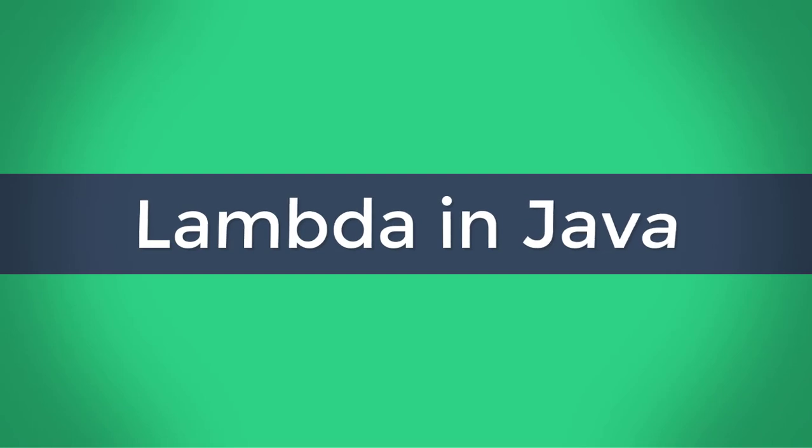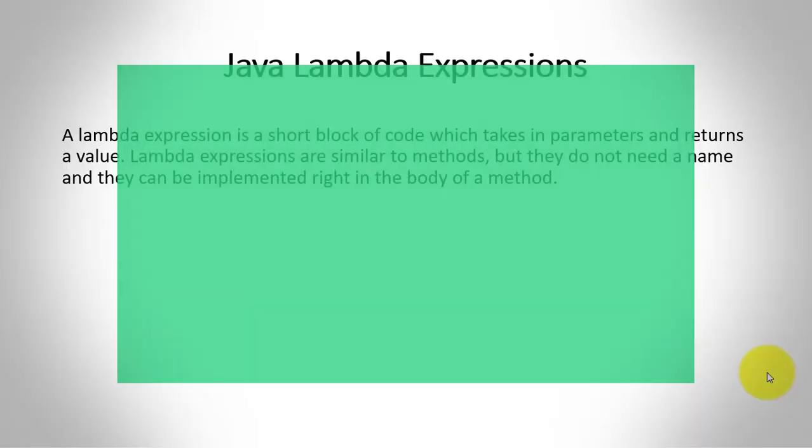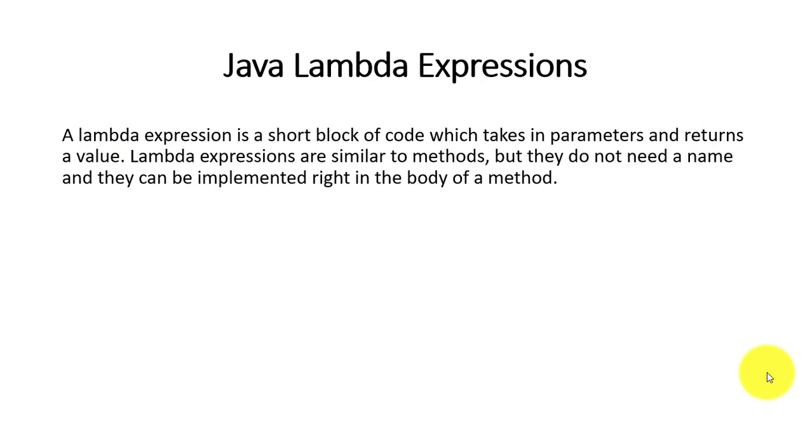Today we talk about Java Lambda expressions. What is Java Lambda and how to use Java Lambda in Java? A Lambda expression is a short block of code which takes in parameters and returns a value. Maybe that is single parameters or multiple parameters.